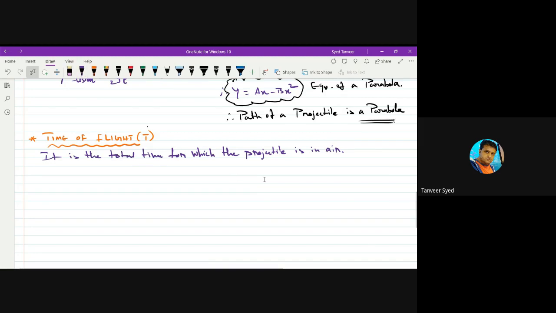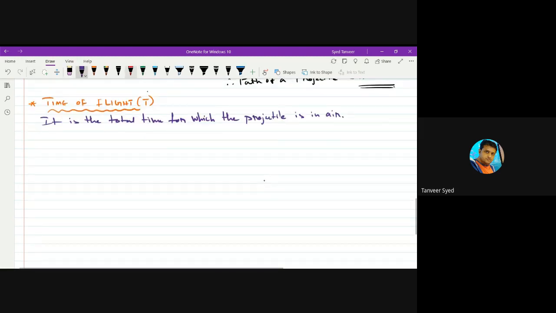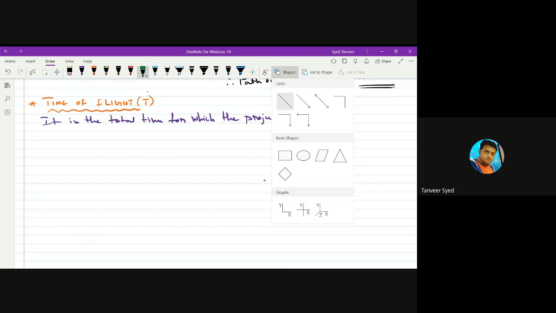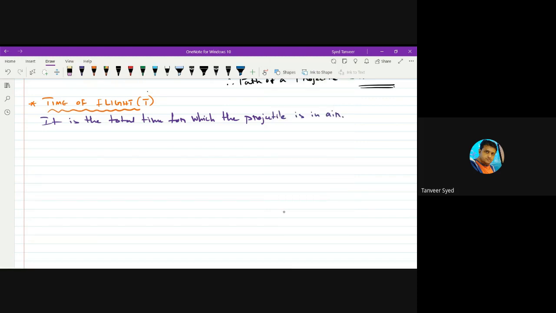How can we find out this time of flight? Simple. I'm taking a projectile motion. I'm projecting a body with initial velocity u, making angle theta with horizontal. It will be going like this, reaches maximum height, then falls down, hits here. This is the point of projection. This is the point of strike. To understand its motion, I can resolve its velocity into two components. This is u cos theta. This is u sin theta.